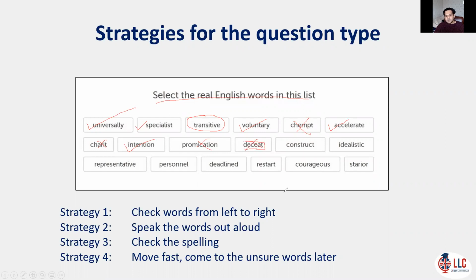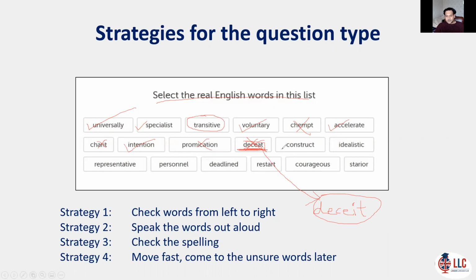That's the actual spelling of this deceit word. Deceit means to cheat someone, but it's misspelled here, so it's not a word. Okay, so that's why you need to check the spelling of each of the words that you're choosing.